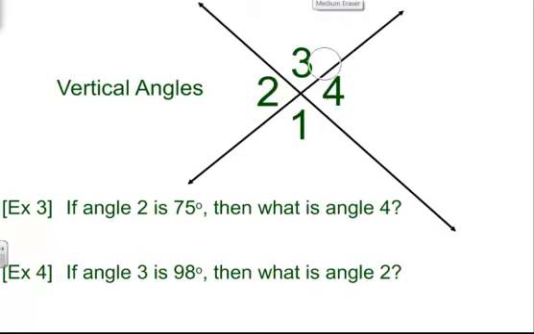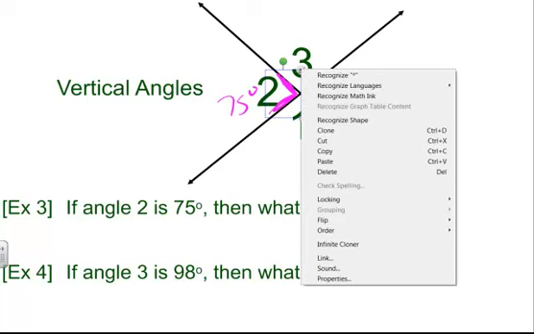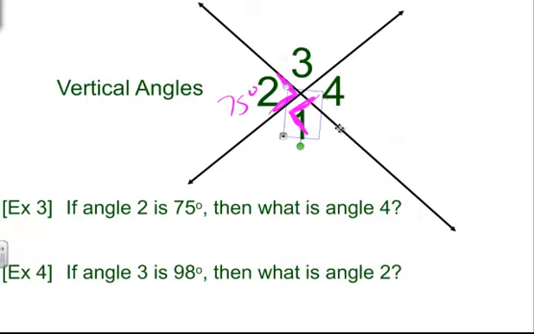So number 3 here, if angle 2 is 75 degrees, then what is angle 4? Well, if angle 2 is 75 degrees, angle 4 is exactly the same thing, okay? It's exactly the same angle. Look at that. So you know that if angle 2 is 75 degrees, then what is angle 4? 75 degrees.